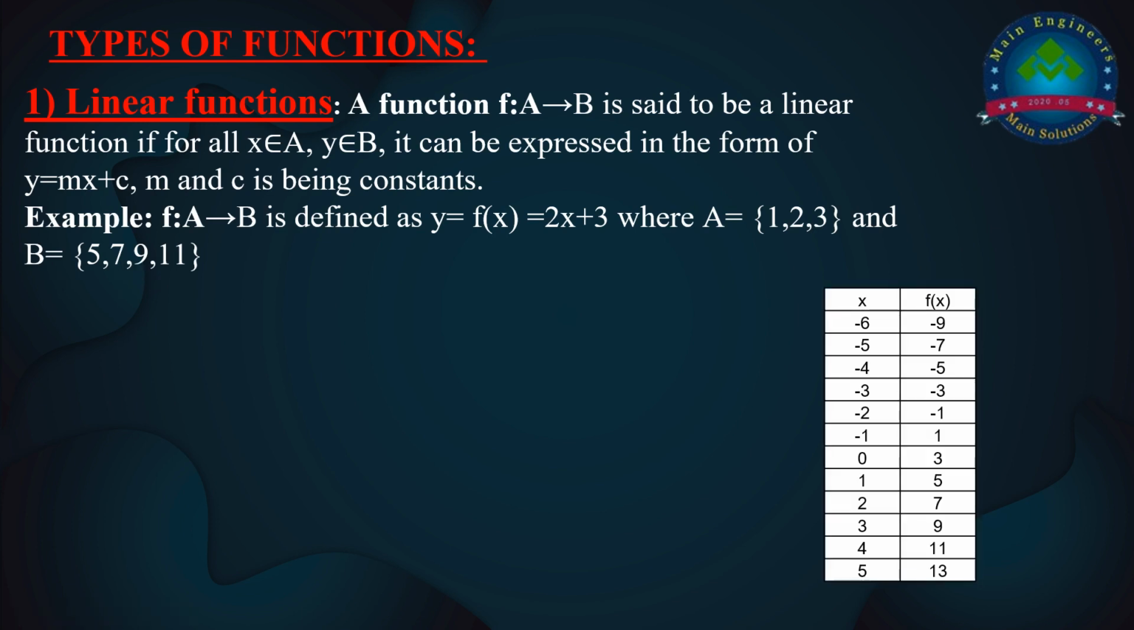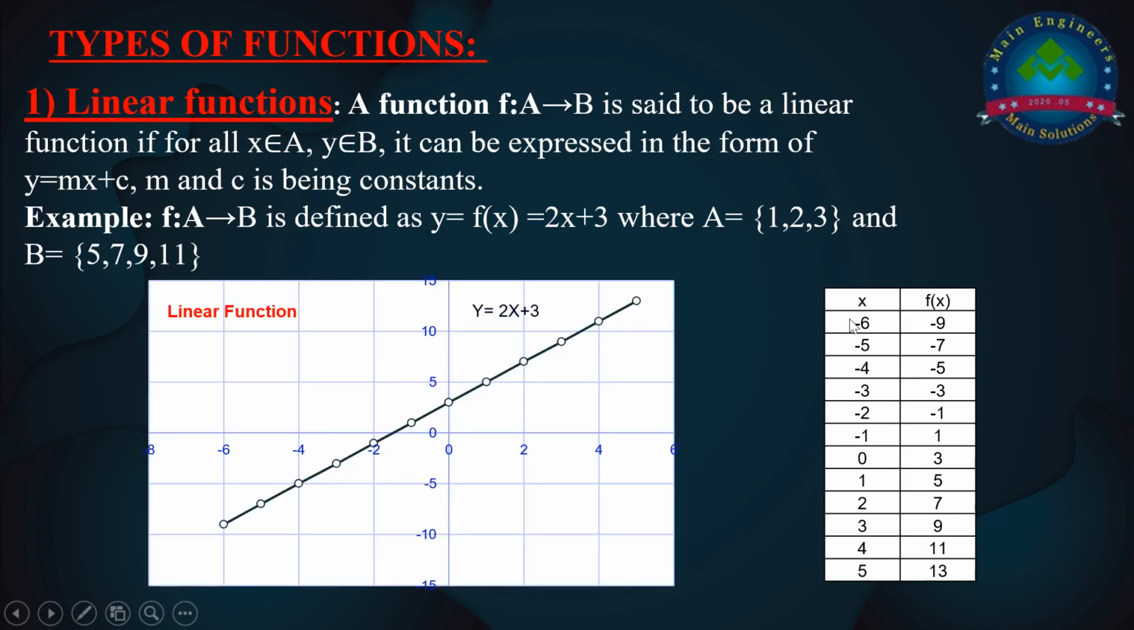So let's draw a graph and see how the graph comes for the linear function. We can take the data from -6, -5, -4, -3, -2, -1 up to 5 and put it in the equation. In terms of x, we can put all this data, and we will get the value of f(x). So these are the values of f(x) and these are the values of x. Let's draw the graph.